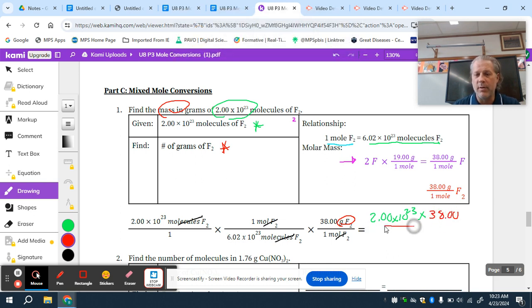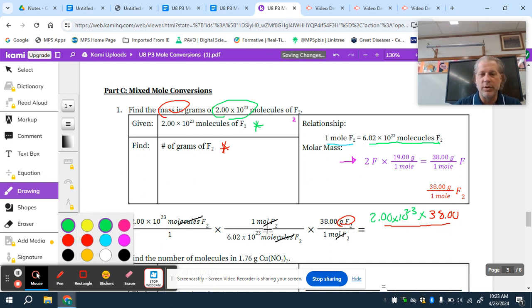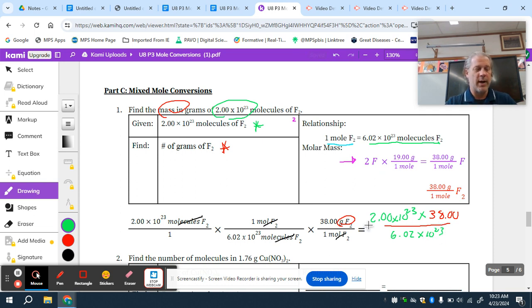And all of that's going to be over the 6.02 times 10 to the 23rd. And so when I go to plug this into my calculator, I'm going to multiply across. So 2.00, second comma, and then I'm going to type 23. So that should look something like this: 2.00 E23.